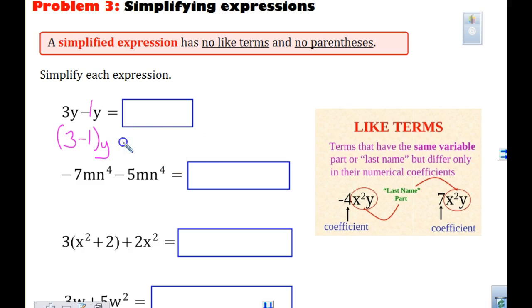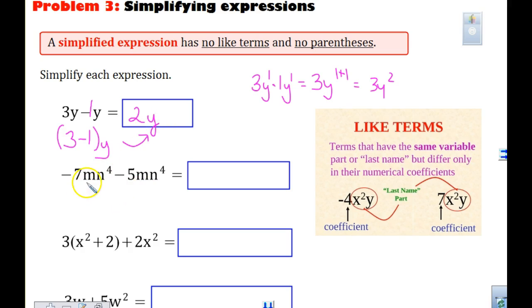3 minus 1 gives us 2. And then we put our variable, which was y. Someone said, well, why don't we put y squared? Remember, you would put y squared if you were multiplying these two together. That's when we add our exponents, only when you multiply. So here you would have had 3, and you would have had y to the 1 plus 1. That would have given us 3y squared. We are not multiplying these. We are adding, and we add the coefficients, and the variable stays the same.